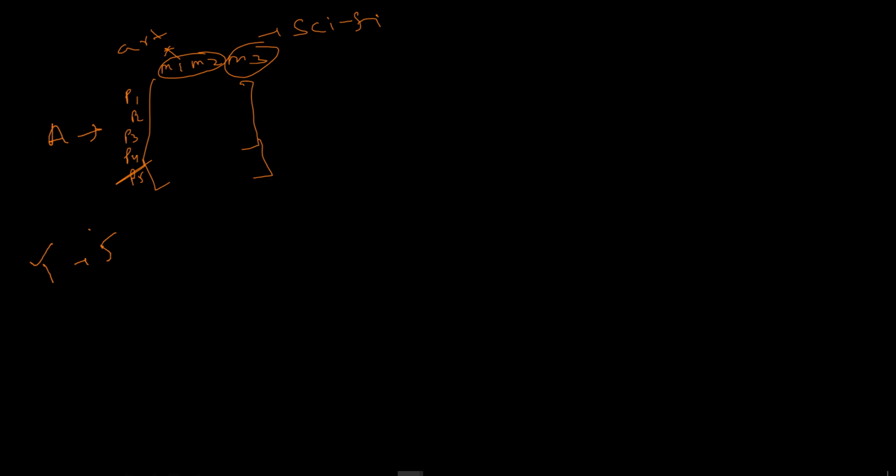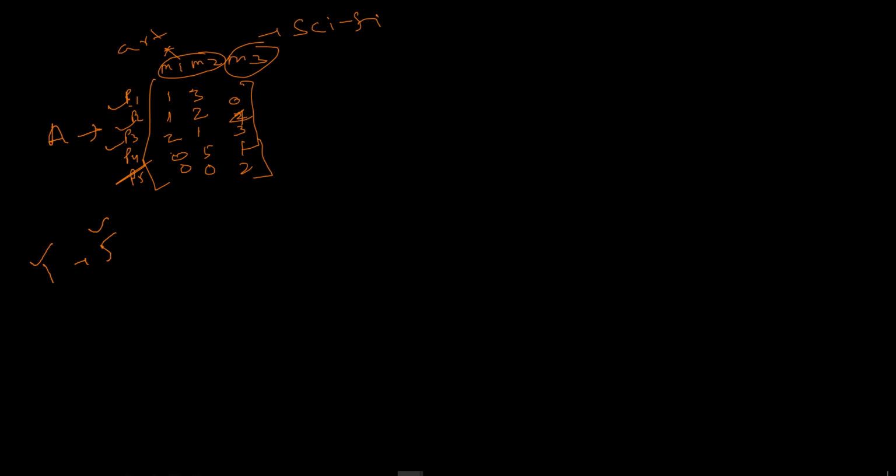Here 1, 2, and 3. You can say that persons 1, 2, 3 are greatly influenced by the art movie, and these two are greatly influenced by the science movie. They have very little interest in the other type, so clearly you have divided the matrix into 2 parts.